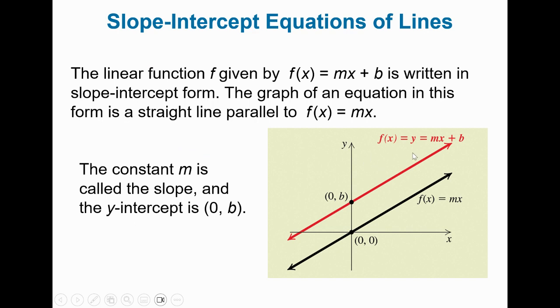All right. A linear function f given by f of x equals mx plus b is written in slope-intercept form. The graph of this equation is a straight line. If you remember parallel lines, parallel lines are lines that do not intersect. Well, if they don't intersect, they must slant exactly the same way. If they slant exactly the same way, their slopes are identical.